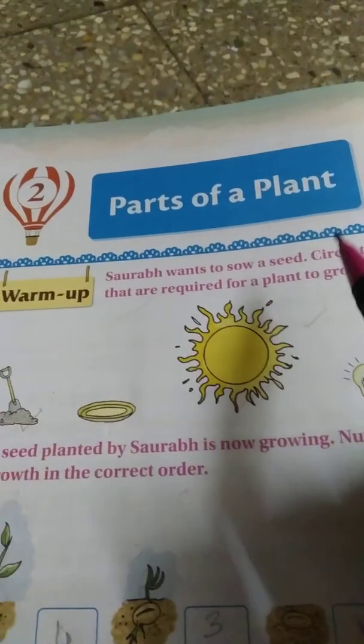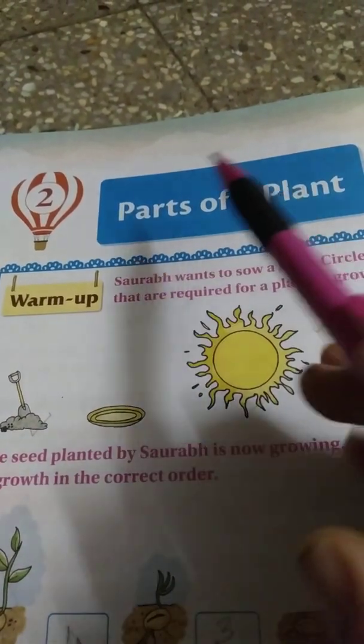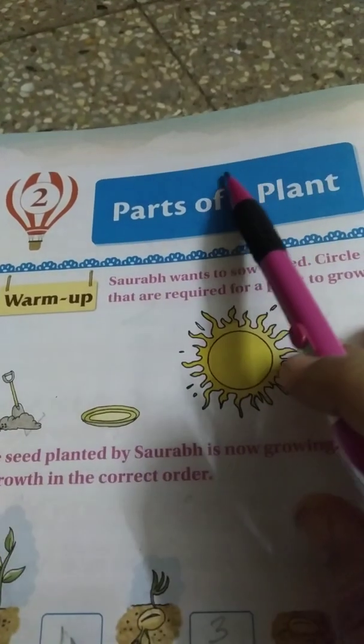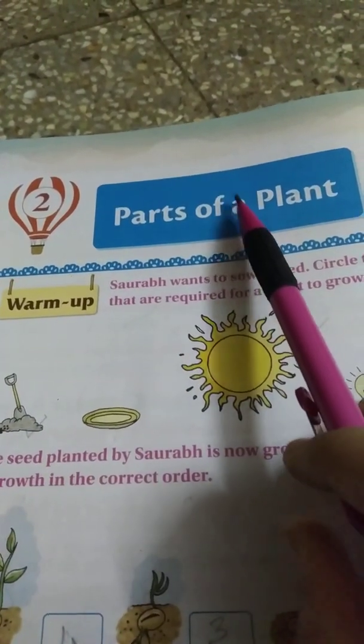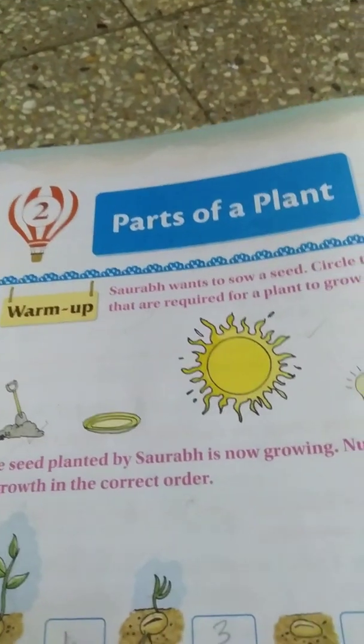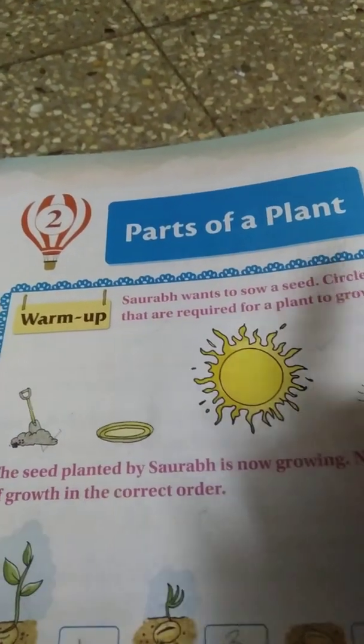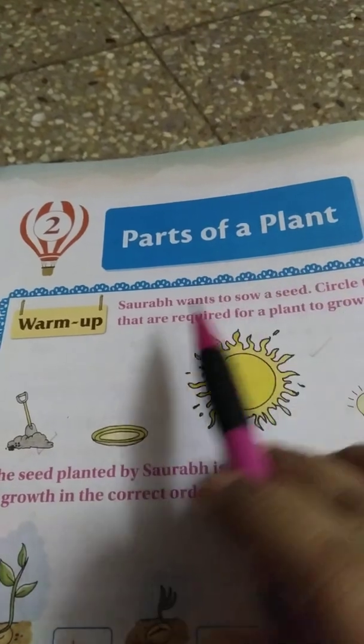Good morning. Today we are going to start lesson number 2. What is the lesson number, children? Parts of a plant. Parts of a plant. Have you recapped, children? We have discussed these parts of a plant in the previous year also.